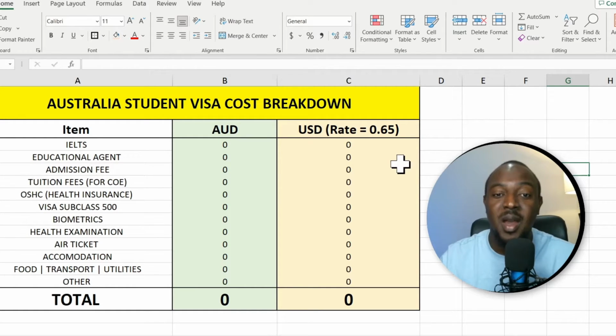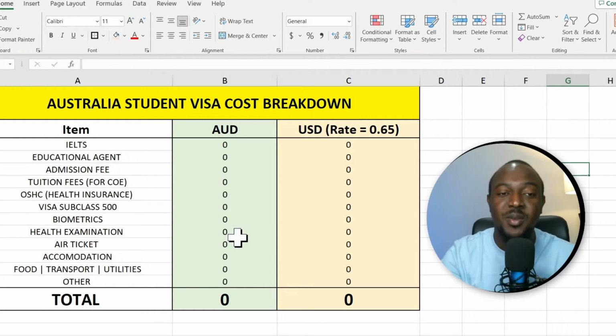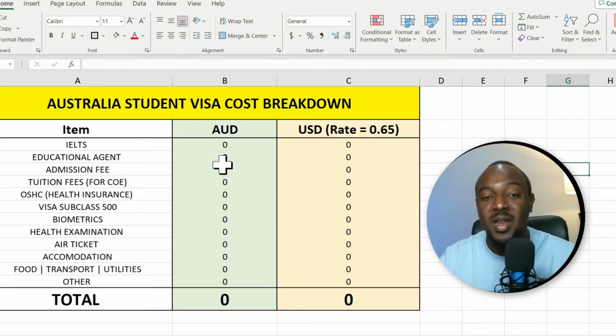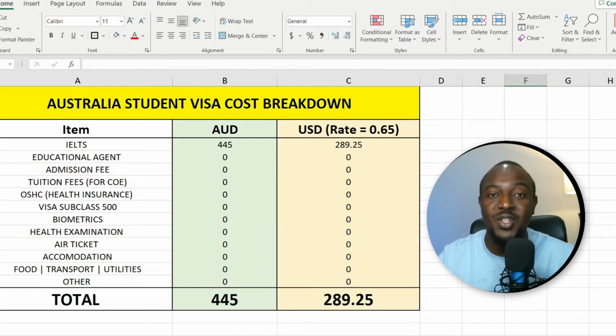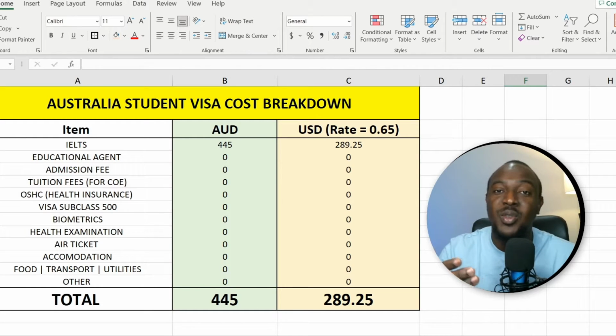But since I'm in Australia, I'm going to enter all the figures in Australian dollars. So let's get right into it. IELTS or PTE. Of course, before you embark on the journey to come and study in Australia, you need to make sure you register and sit for your IELTS Academic. And as I'm talking to you now, that is going to cost you 445 Australian dollars as I'm talking to you in March 2024. Again, this will also depend on where you're watching this video from. So if you're in India, Pakistan, Nepal, Ghana, Nigeria, Kenya, this figure might be different, okay?